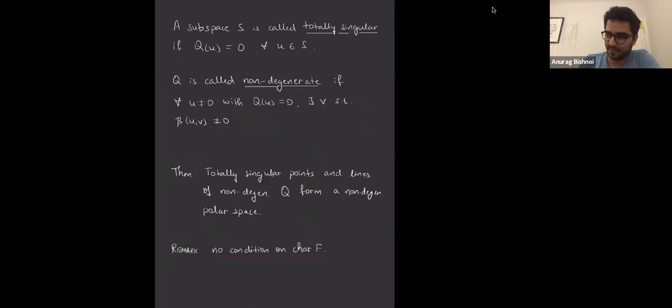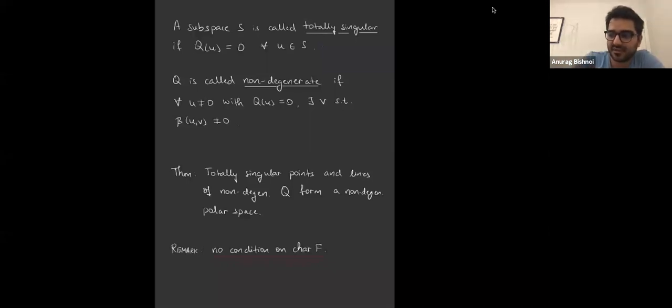Now, for quadratic forms, just like we did for symmetric bilinear forms, we can define a bunch of points of the projective space and a bunch of lines of the projective space that will together give us a polar space. That will give us this abstract point-line geometry, which is very interesting.